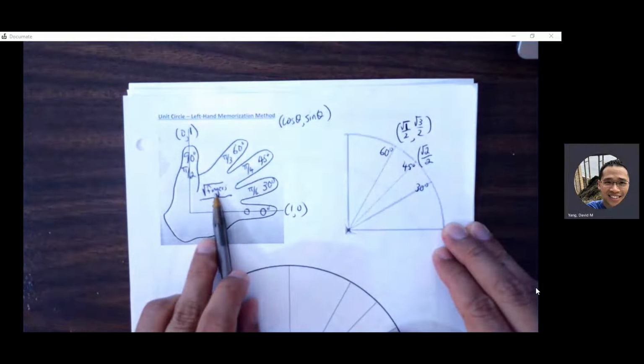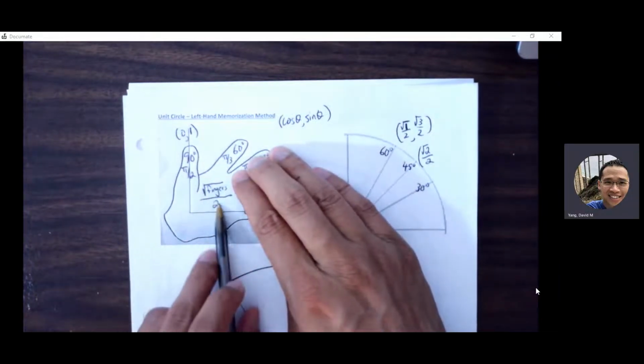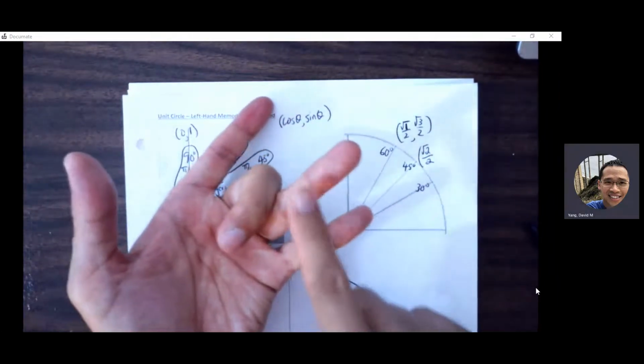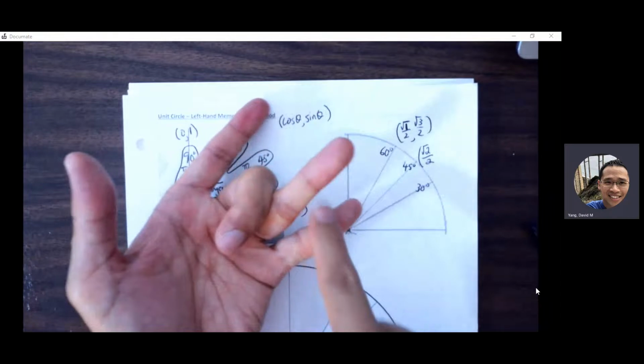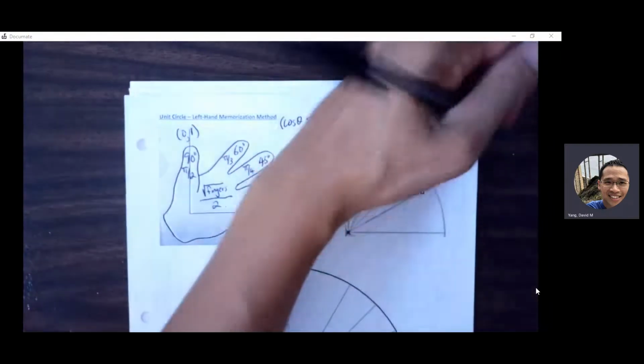Right. You have 2 fingers showing there. So square root of 2 over 2 is for cosine. And then 2 fingers to the right. This is talking about sine. So the number of fingers there is root 2 over 2 also for sine.